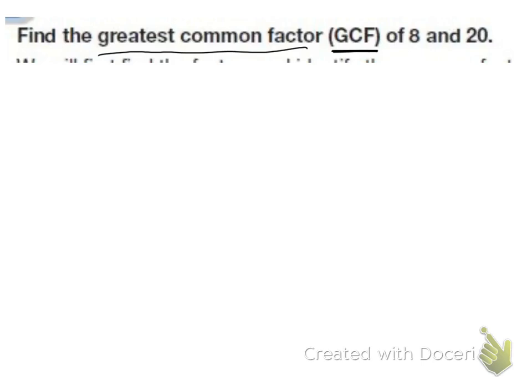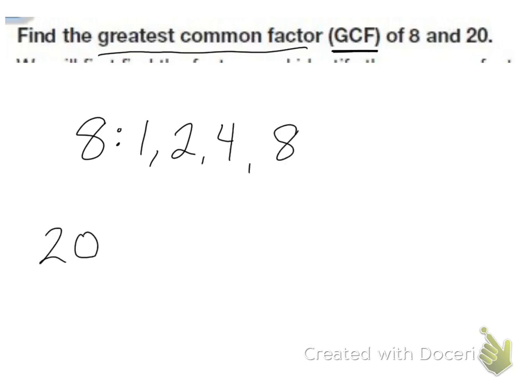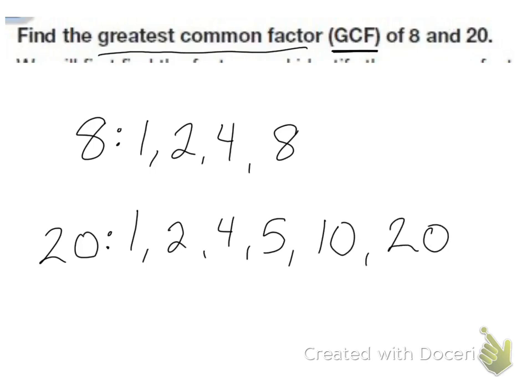This asks us to find the greatest common factor of 8 and 20. First, let's list the factors of 8. The factors of 8 are 1, 2, 4, and 8. Now let's list the factors of 20. That's 1, 2, 4, 5, 10, and 20.